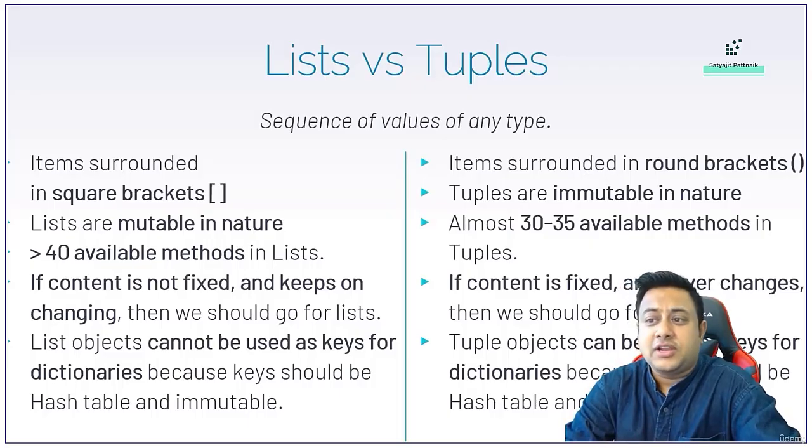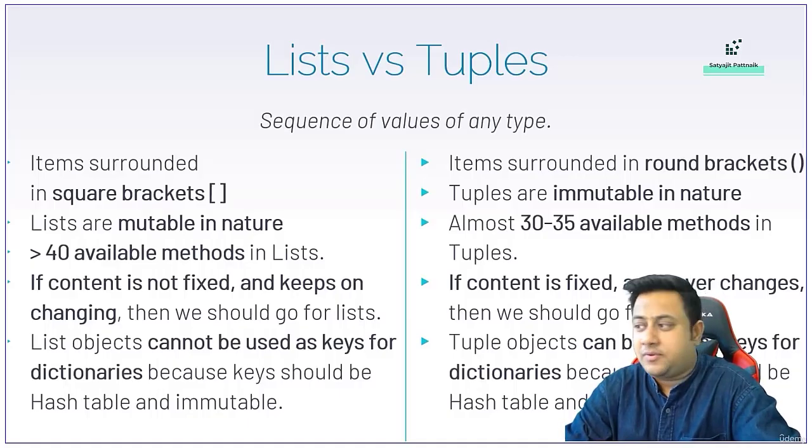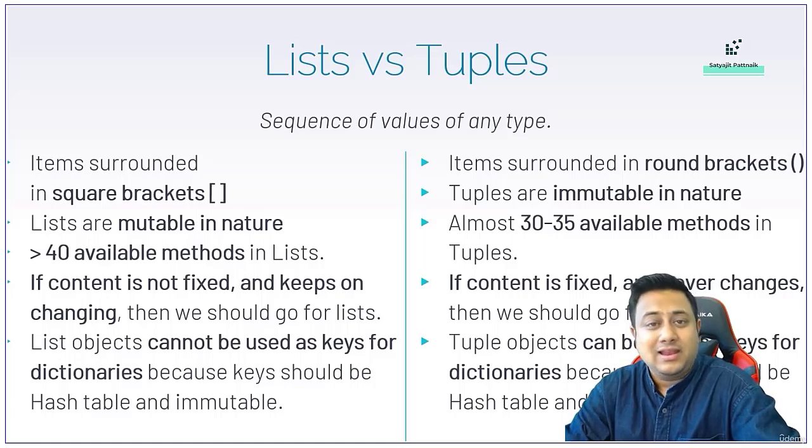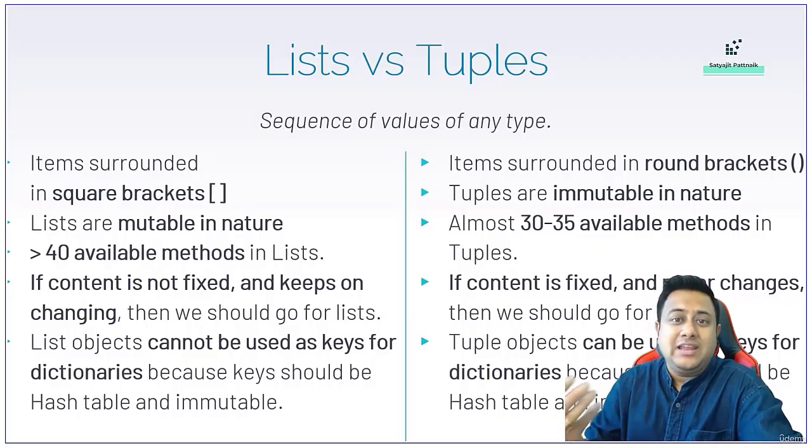There are more than 40 available methods in lists. And when it comes to tuples, there are around 30 to 35 available methods. If content is not fixed and keeps on changing, then we should go for lists. If content is fixed and never changes, then we should go for tuples. So it all depends on which scenario you are dealing with. Based on the type of data and your requirements, you have to define your data structure.